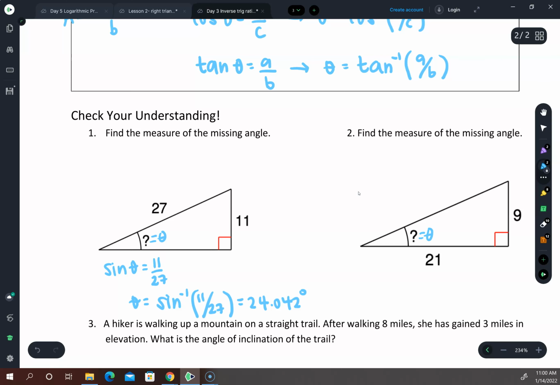We'll let that question mark be theta again. So I know the side that's opposite and I know adjacent, so that's tangent. So tangent of theta is going to be 9 over 21. So theta is going to be equal to the inverse tangent of 9 over 21, which is what, 23.199?